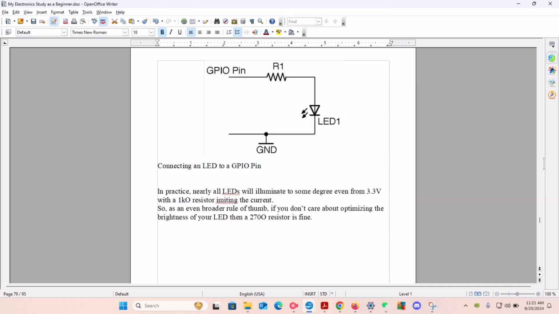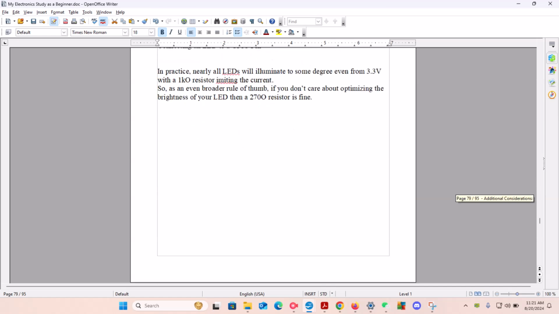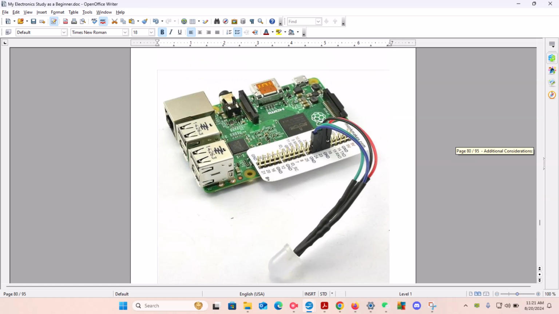As an even broader rule of thumb, if you don't care about optimizing the brightness of your LED, then a 270 ohm resistor is fine. Just as a reminder, the ohm is the standard unit of resistance in electronics.